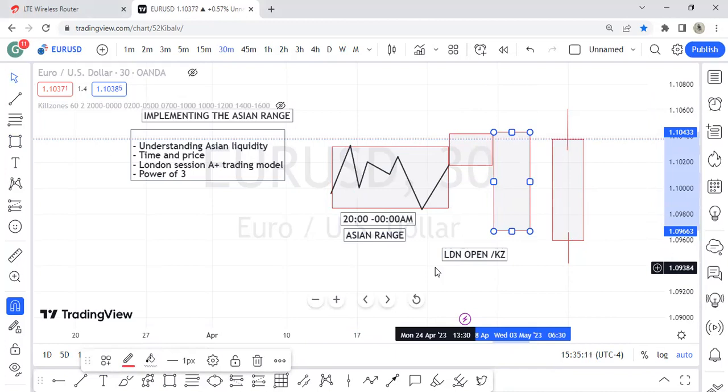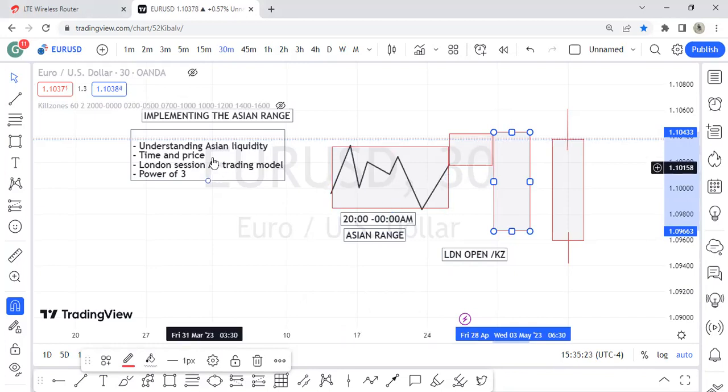You have to always combine this with higher time frame analysis. It's not just a model where you only look for the Asian range. If the market is poised to go higher, then you're looking for the market to drop below the Asian range and then rally higher. So I've talked about all these things. Let's go to the chart and look for this stuff.